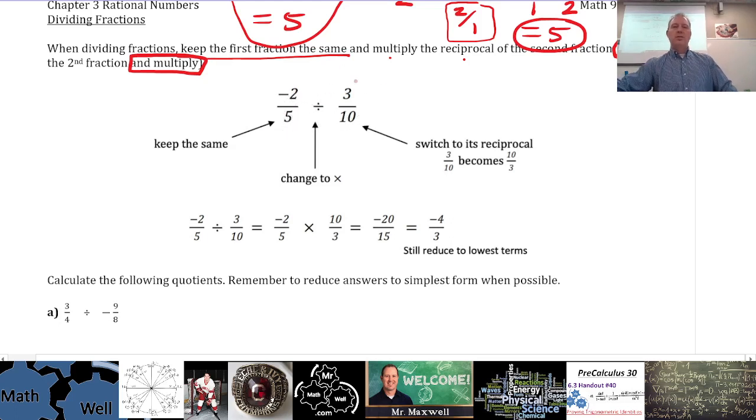So these two can change. You change this to a multiply, and then these two trade spots, okay? So negative 2/5 divided by 3/10 is the same as negative 2/5 times 10 over 3. So there's the flip.